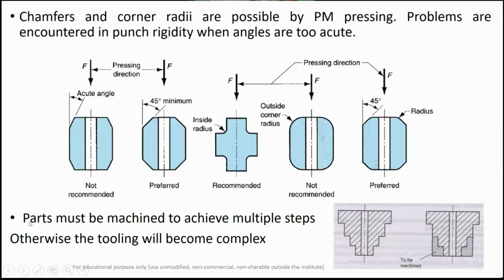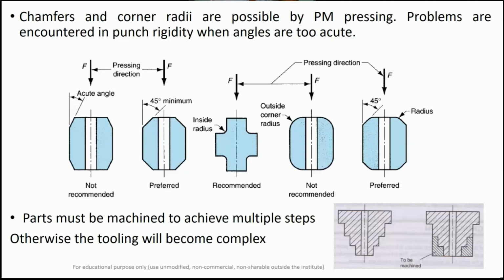And this is the last point: the part must be machined in order to achieve multiple steps, otherwise the tooling will become complex. Suppose you want to fabricate a part like this which has multiple steps: step 1, 2, 3, 4. For achieving uniform density, you can think about using multiple punches: one big punch from here, and then four punches from this side and four punches from this side. So you see that tooling will become complex and it is very difficult to control the predefined motion of all the punches. Punch travel will be a very difficult task for you.